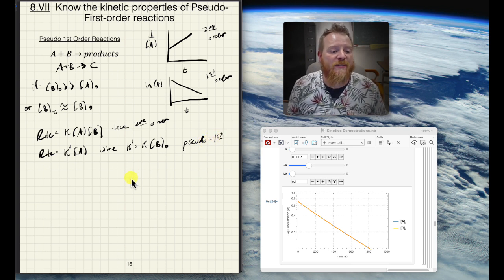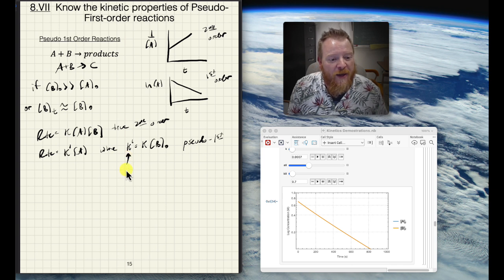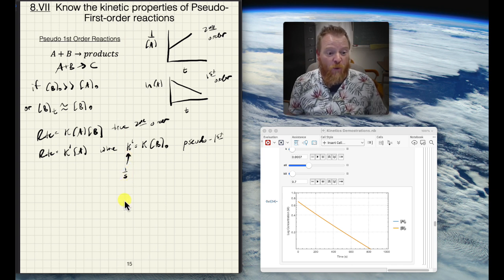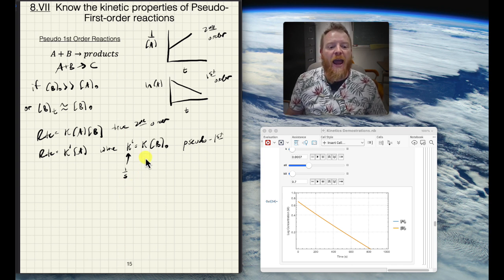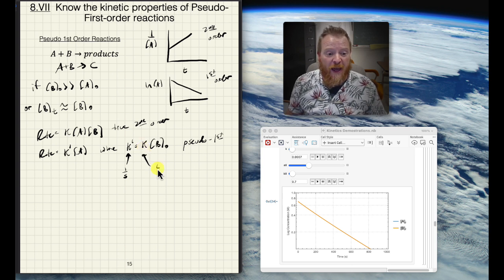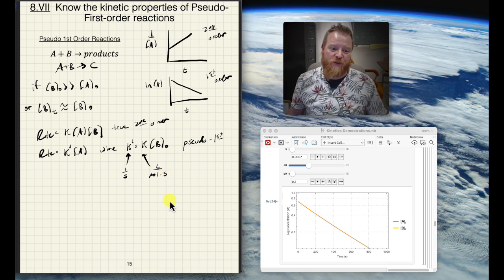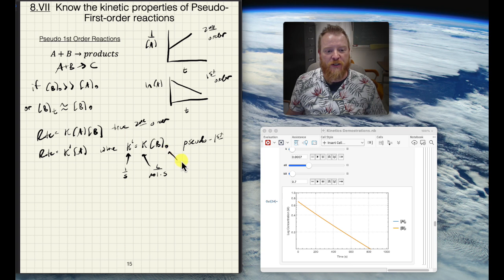And so what that means now is this k prime has the units of a first order rate constant, being 1 over seconds. And now this k right here is our true second order k, which would have to have units of liter per mole per second. Okay, because then, if I multiply it by the steady concentration of B in moles per liter, the liter and the mole cancel, and that gives me my apparent unit of a first order rate constant.